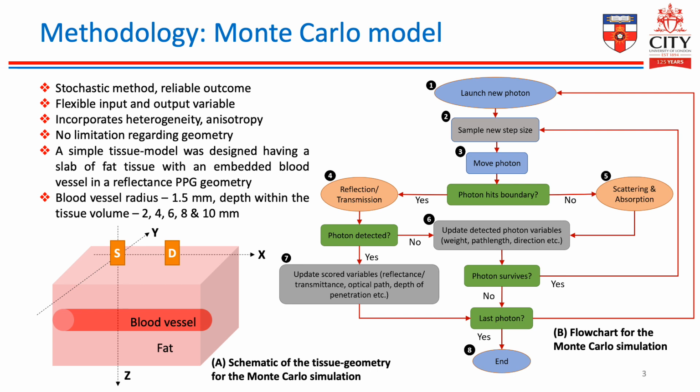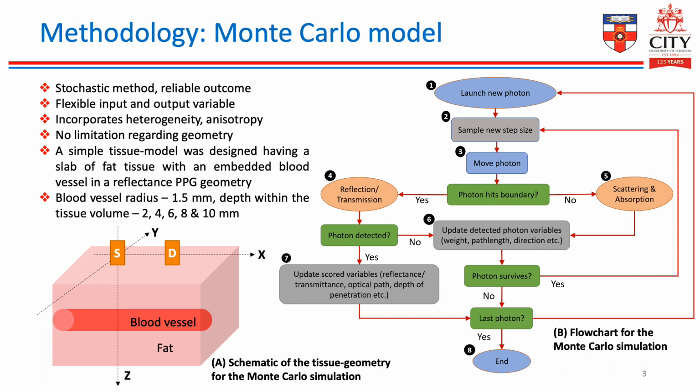are recorded. On the other hand, if the photon does not hit the boundary, that means it remains within the tissue. Then the scattering and absorption are simulated. So scattering angles are calculated based on the Henyey-Greenstein phase function. And after all these calculations, the photon variables such as photon weight, photon path length, direction, etc. are updated. Then it is checked if the photon survives.